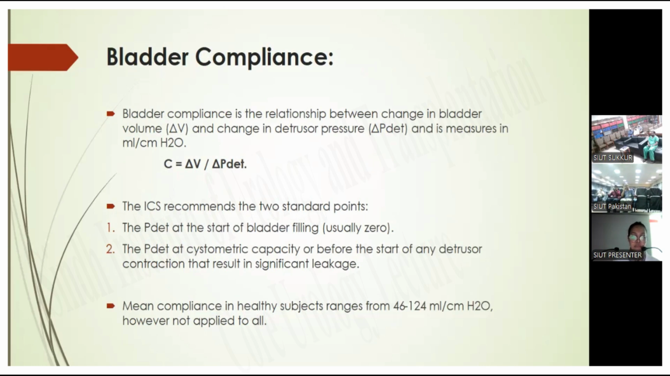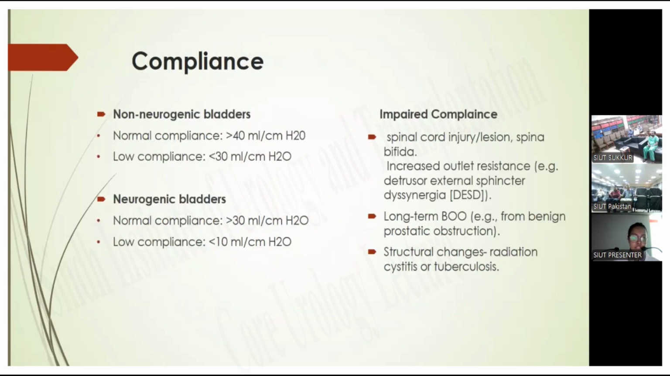Mean compliance in a healthy subject ranges from 46 to 124 ml per centimeter of water, but this does not apply to all patients, such as those with neuropathic bladder or small capacity bladder. In non-neurogenic bladders, normal compliance is more than 40 ml per centimeter of water, while low compliance is less than 30 ml per centimeter of water. In neurogenic bladders, normal compliance is considered more than 30 ml per centimeter of water, and low compliance is considered when it is less than 10 ml per centimeter of water.